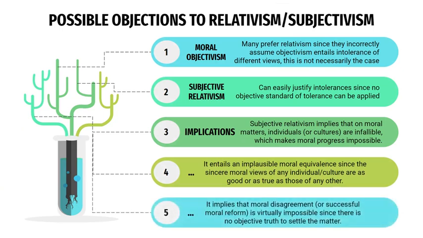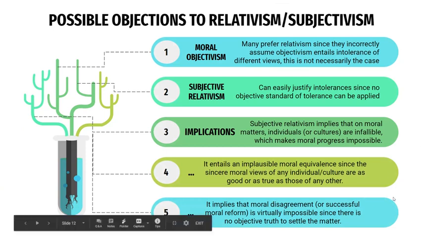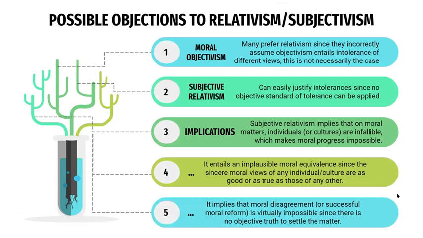It also implies that moral disagreement or successful moral reform is virtually impossible since there's no objective truth to settle the matter. Whereas most of us want to just say, look, slavery was, is, and always has been wrong. It was never okay, even though people might have thought it was okay. But if you're a relativist, it seems hard to make sense of that.